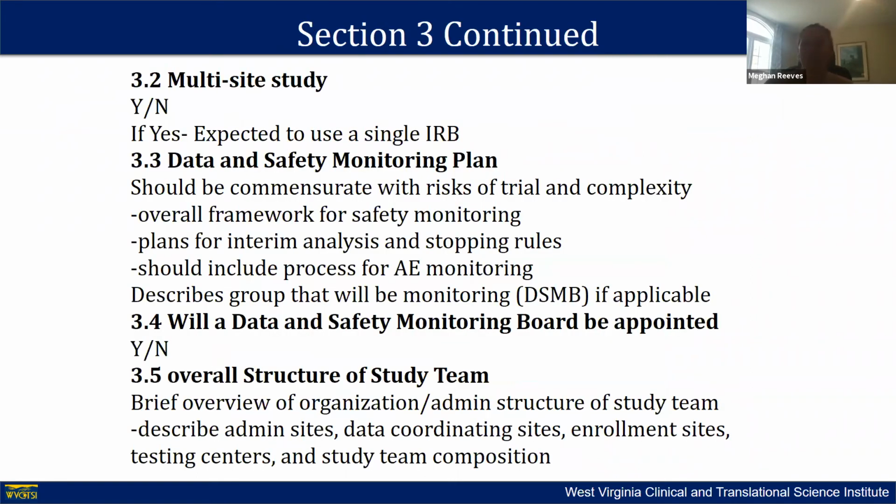So moving on to 3.2, some of these are pretty easy. Is it a multi-site study? So are you collaborating with other institutions that will be following the same protocol? If so, then it is expected from NIH guidelines and WVU's guidelines that you'll use a single IRB. There are smart IRBs out there. Some of our organizations have institutional agreements with respect that they will honor each other's IRBs.